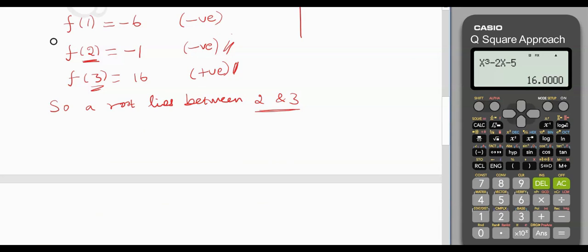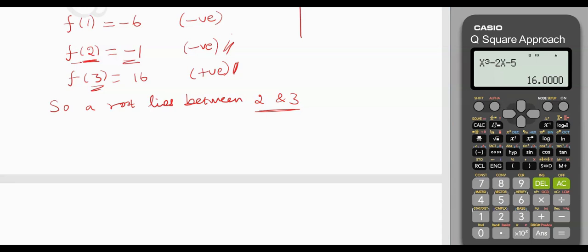Even if we choose any value between 2 and 3 as the initial approximate value x0, we will get the solution. But if we choose an x0 value nearer to the actual root of the equation f of x equal to 0, then we'll get the solution within the minimum number of iterations. Now we'll see how to choose x0.